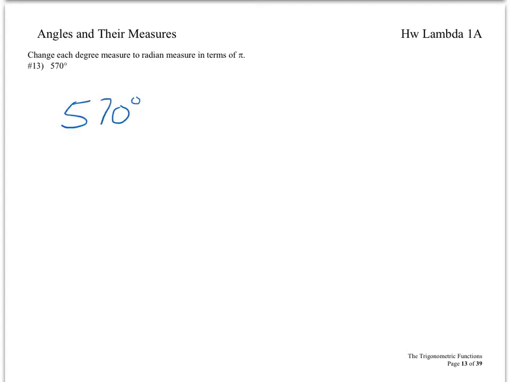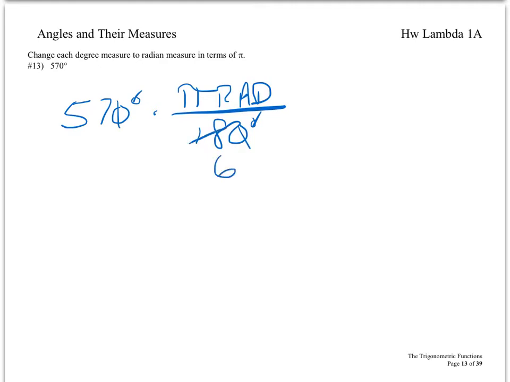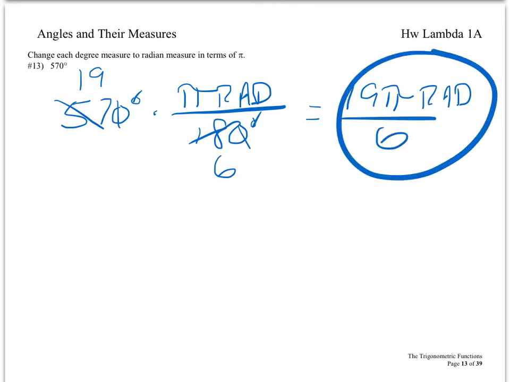Number 13, we have 570 degrees, and we're supposed to convert it to radians. We're going to multiply it by pi radians over 180 degrees. You can cancel the degrees out. You can divide 570 and 180 both by 10. You get 57 over 18. You can divide 57 by 3, and you can divide 180 by 3. 180 divided by 3 is 6. 57 divided by 3, I believe, is 19. That gives us 19 pi radians over 6.